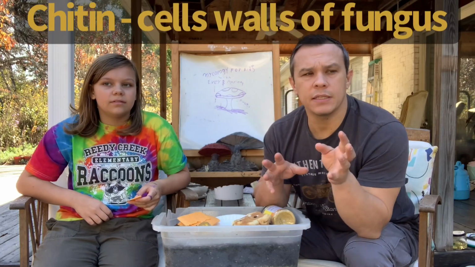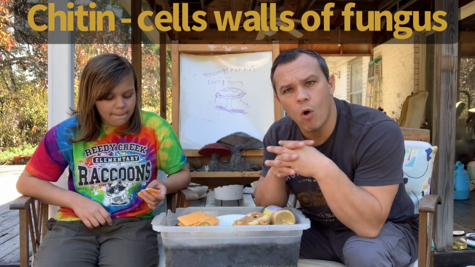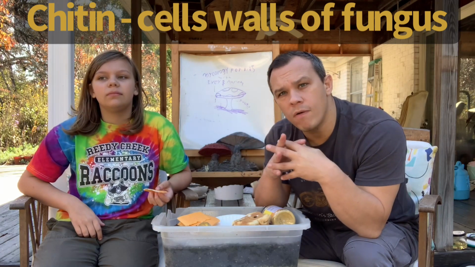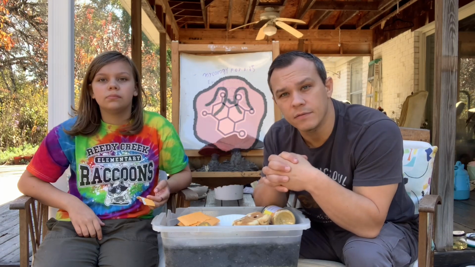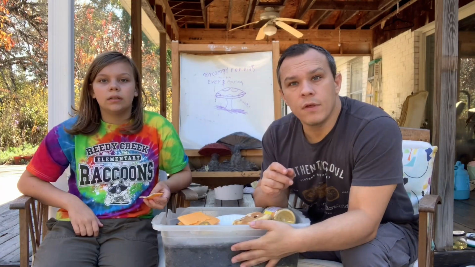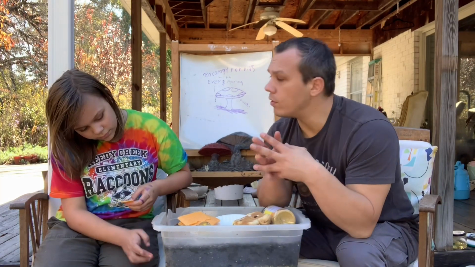Inside of plant cells, there's some stuff called cellulose that links all of the walls of the plant cells together. And in fungi, the thing that holds the cells of fungi together is a different type of sugar, and that's called chitin, okay? Chitin.